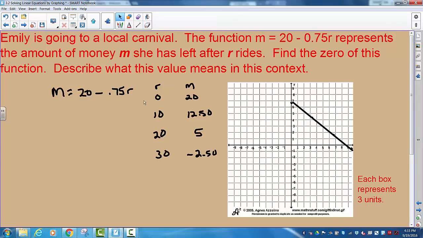How many rides can Emily take? We find the 0 of this function, and we come over here, and it's right before the 9, so let's say 26 rides. So the 0 of this function is 26, and it means that she can take 26 rides before she runs out of money. Now it might be 26.2 or 26.3. We didn't solve it algebraically. But even if it's a little bit more than that, she can't take part of a ride. So it would be 26 rides.